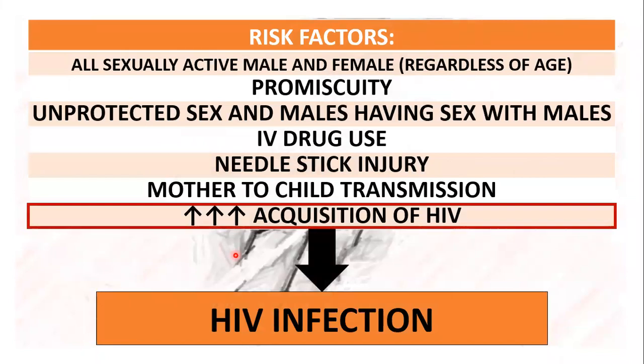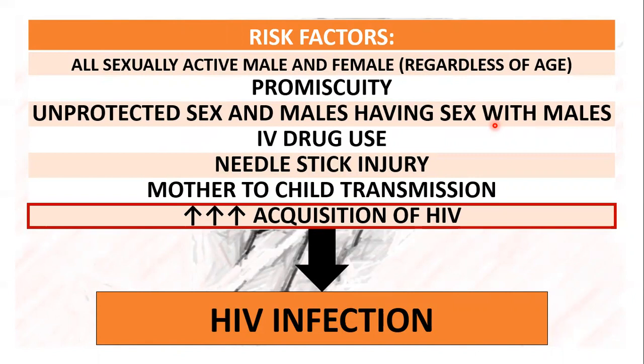Here are the different risk factors for HIV and AIDS. All sexually active male and female, regardless of the age, are predisposed to having this disease. There is a number of people living with HIV who are pediatric in age, and that is really sad. So being sexually active, regardless of the age, is an important risk factor for having HIV. Plus, living in promiscuity, also practicing unprotected sex, and males having sex with males are very important factors to consider. In fact, males having sex with males is the most common transmission of HIV.